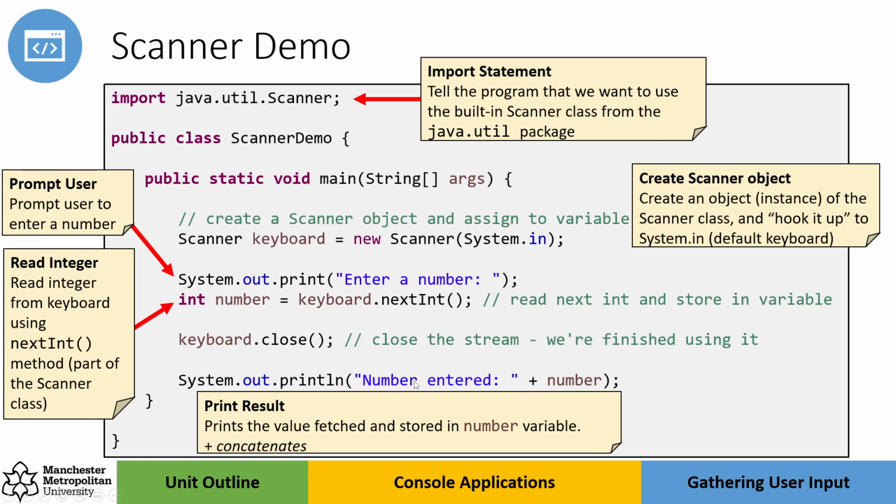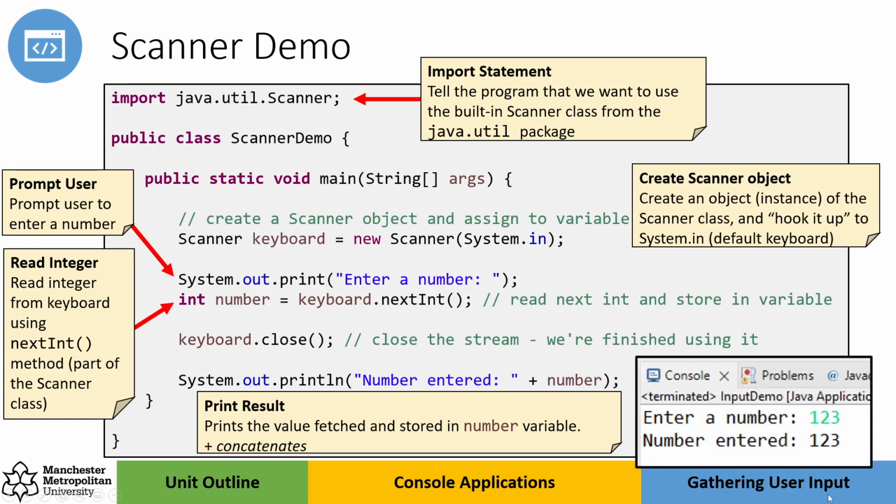So string concatenation is just the joining of multiple things to make a longer string. So the output of this, if they were to type in 123, it would fetch 123 from the keyboard, store it inside the number variable, and then it will just echo it out to the console.